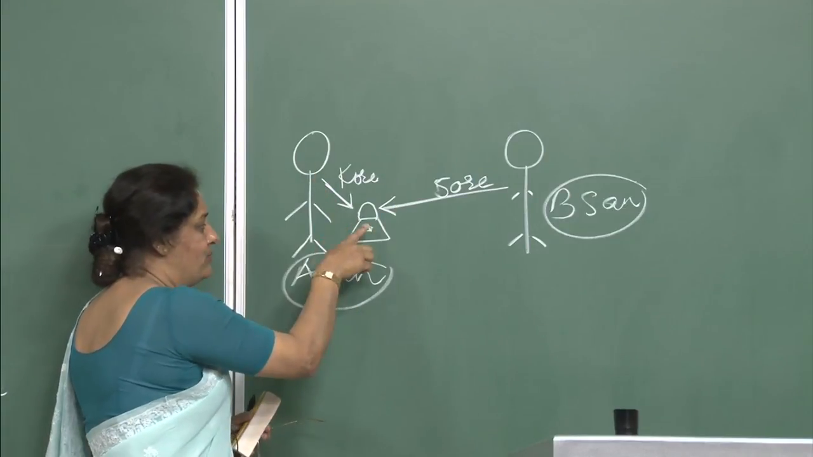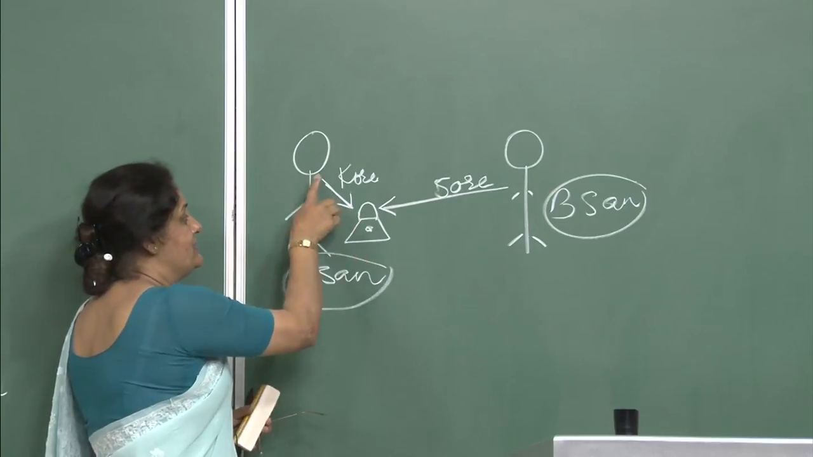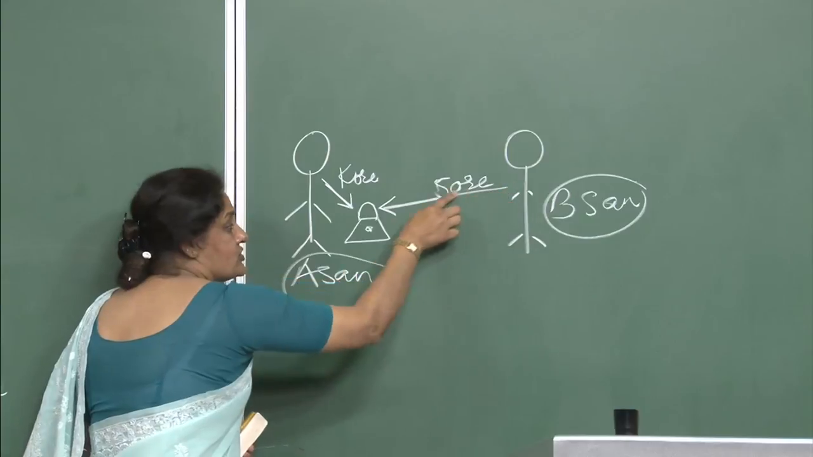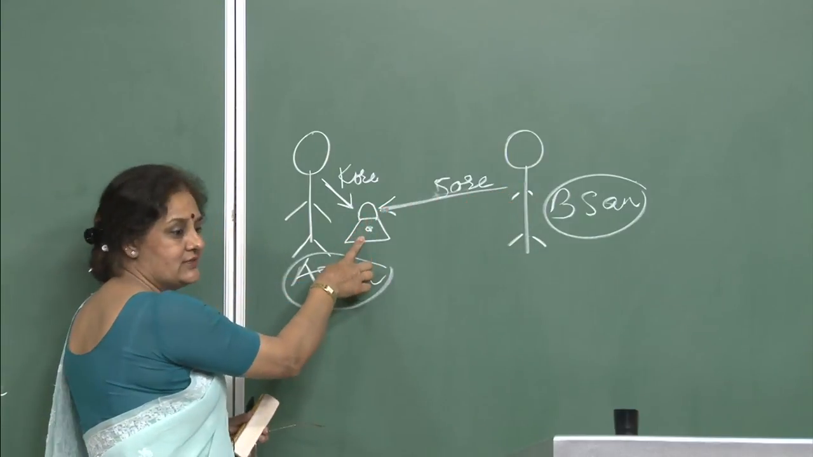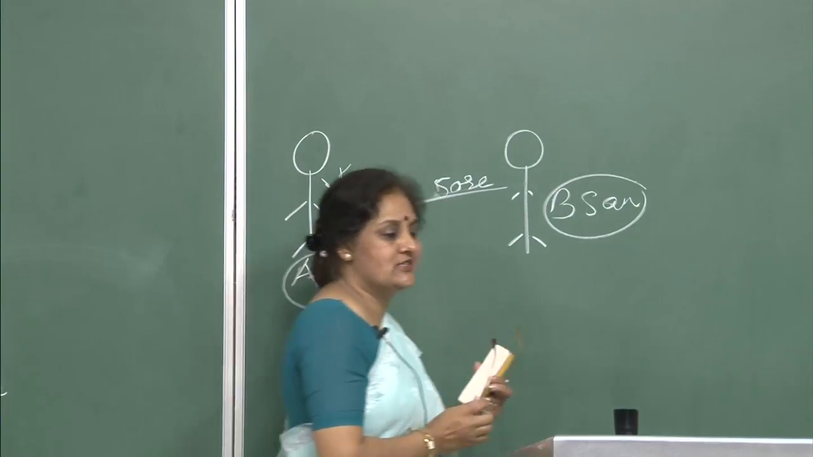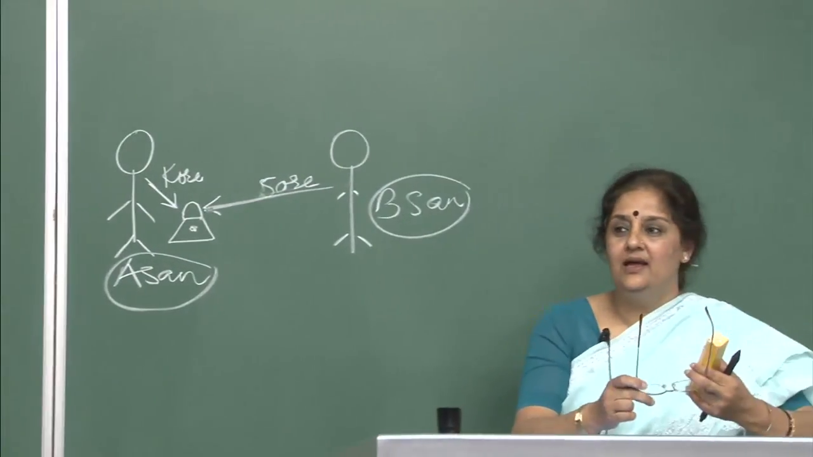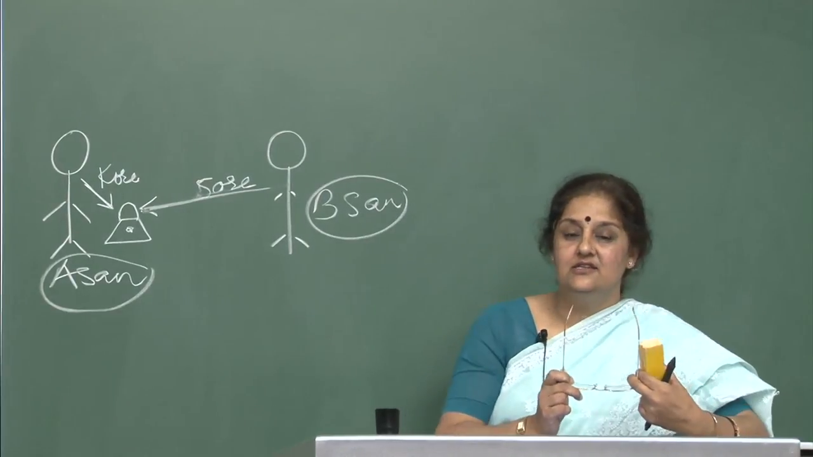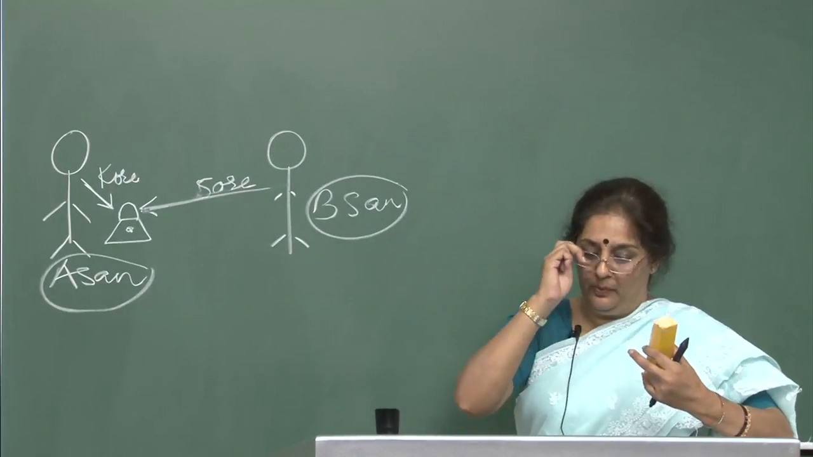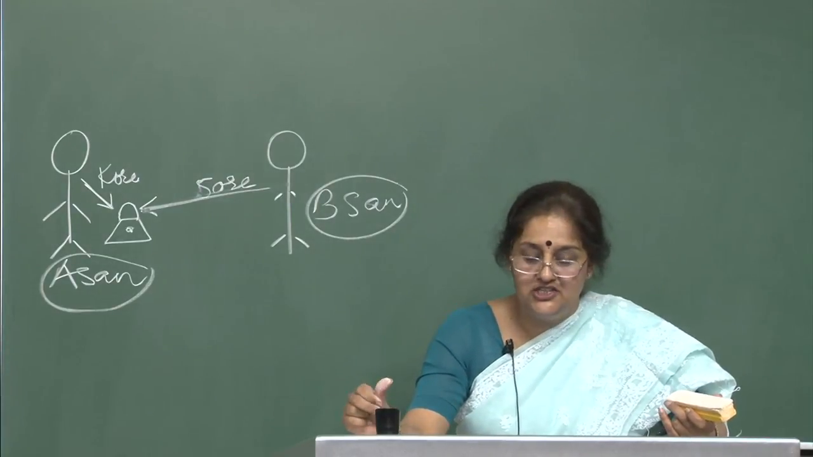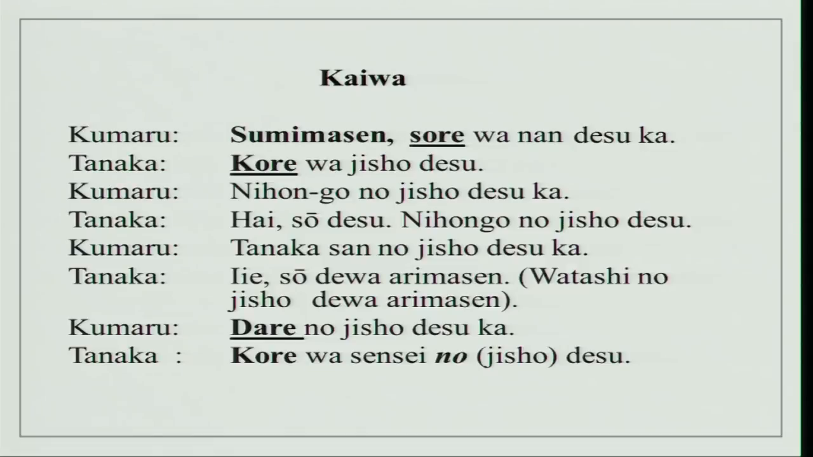So now, how will he ask him what this is? He can point at the bag and say, kore wa nan desu ka? Sore wa kaban desu. Is that all right? So, whatever is close to the speaker is kore, and whatever is far away from the speaker is sore. Sore wa nan desu ka? Kore wa jisho desu. Nihongo no jisho desu ka?